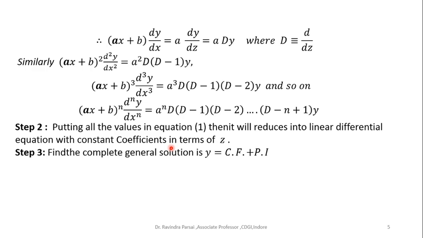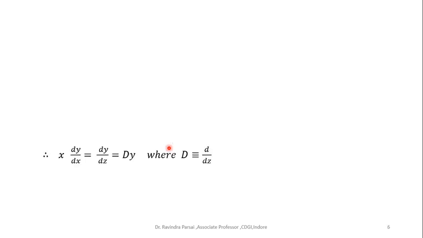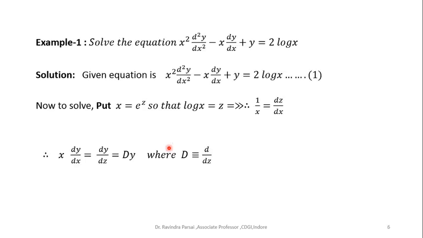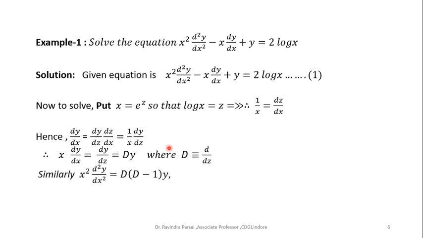Then you write the complete general solution as y equal to CF plus PI, and then finally we replace z by log of (ax plus b). Let me come to an example on this topic here.